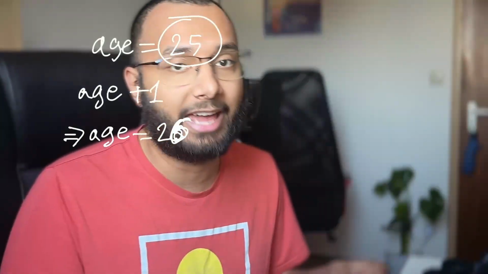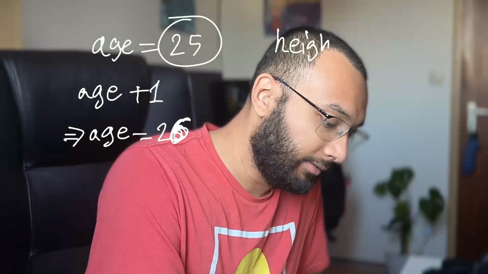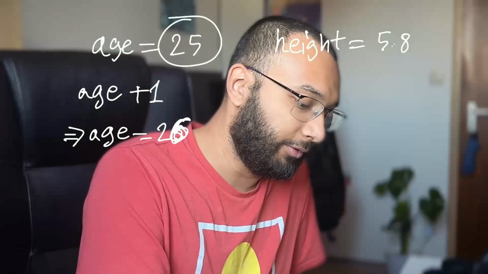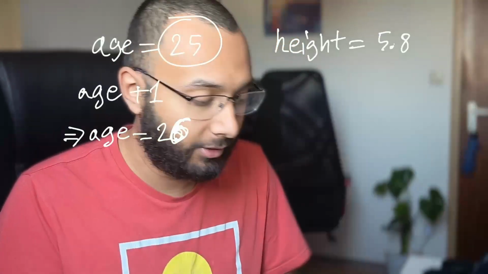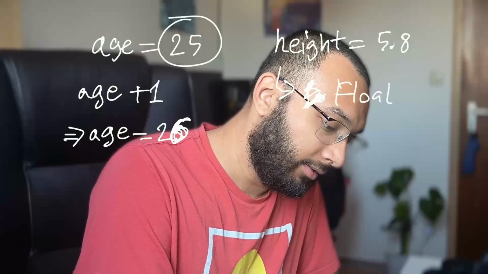This is an integer. So integers can be added or removed. There's another type of number called floating points. For example, it can be height, like 5'8". It's not a foot thing, but you understand, it can be 5.8. So this is not an integer, because integers are considered whole numbers. This is what we call a float.